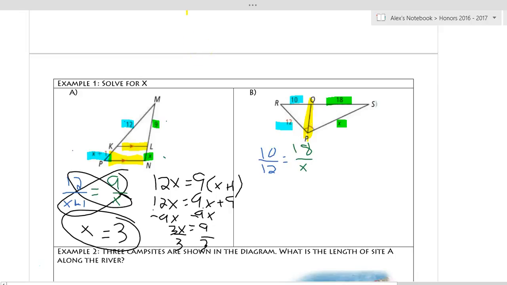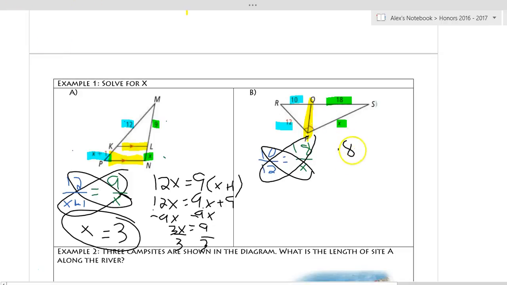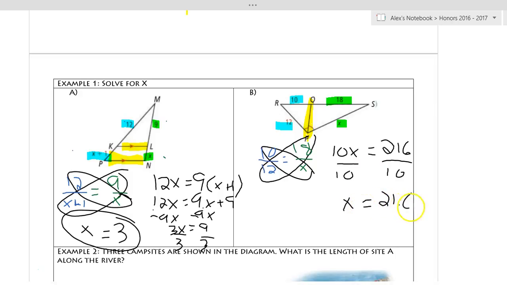Now again, just cross multiplying. 10 times x, 12 times 18. I wanted to write 10, not 18. So 10x equals, and 12 times 18 is 216. Then I'm just going to divide by 10. So x equals 216 divided by 10. I get 21.6.